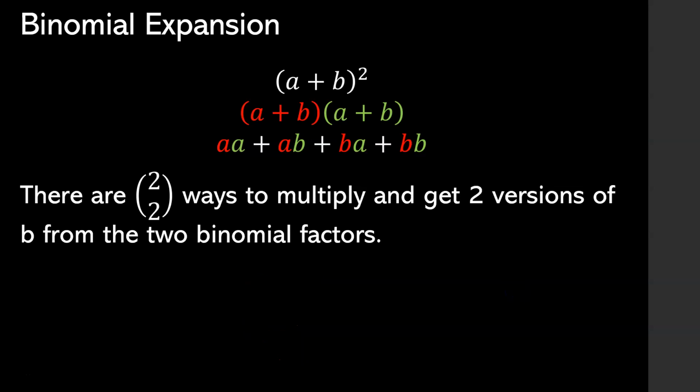There are 2 choosing 2 ways to multiply and get 2 versions of b, so we'd be thinking 2 choosing 2, b to the second, which means, well, we only have 2 things, there must be 0 a's. 2 choosing 2 would be 2 factorial over 2 factorial times 2 minus 2 factorial. Don't forget 0 factorial is 1. So we just get b squared. We get 1 version of b squared. We don't get a times b squared.